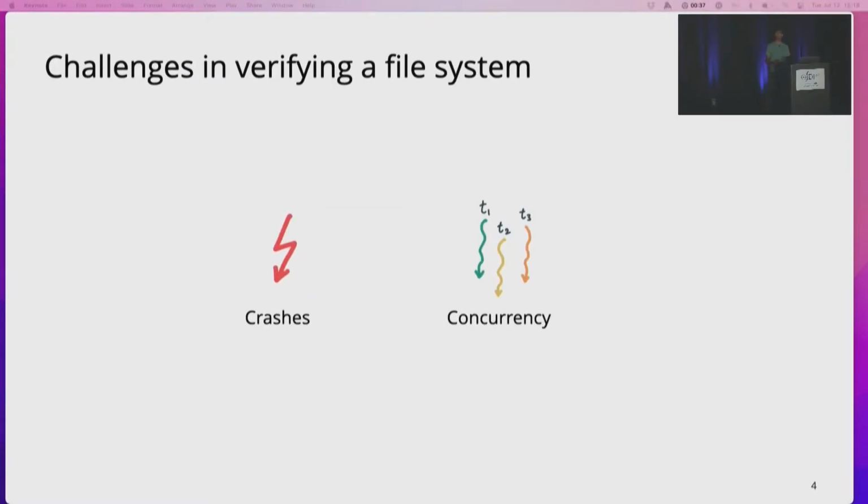The proof faces two core challenges. The first is that a file system is generally expected to keep your data safe, even if the system crashes, say due to a power failure or a kernel panic. After a reboot, you expect that your files are still there. The second challenge is concurrency in the implementation. Just as concurrent software is hard to write correctly, it's also hard to verify.